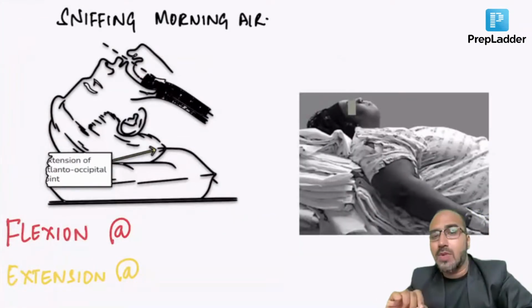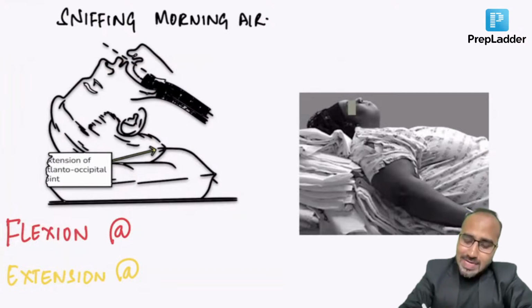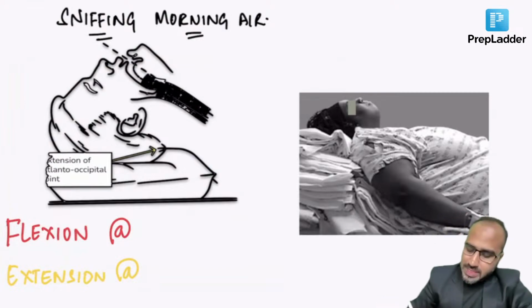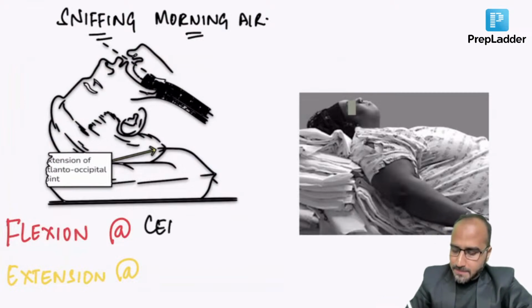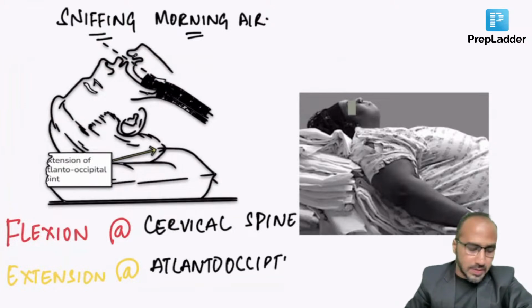What is the positioning required for intubation? For a normal intubation, for intubating a normal person who is healthy, not obese, you require the patient to be in a sniffing morning air posture. Sniffing morning air posture means what? There is flexion at the cervical spine. Again, an important thing: flexion at the cervical spine and extension at the atlanto-occipital joint. Okay?